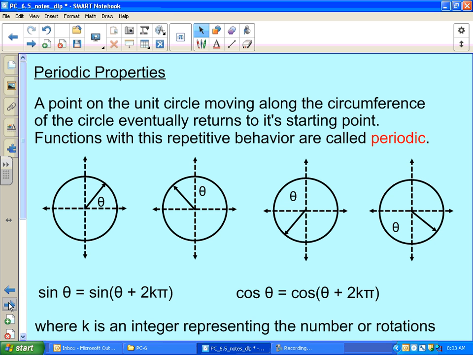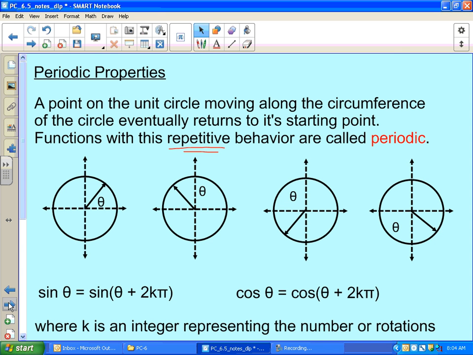Periodic. So sine and cosine graphs are what we call periodic functions. And what makes something periodic is there is a repetitive pattern or a repetitive behavior with the graph. When we graph these things, they're going to look like a wave. I don't know if you've ever looked at something on the scope in an electronics class, and you see all these wavy lines on it. That would be periodic.